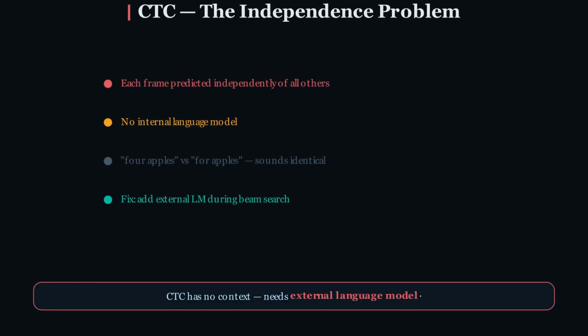CTC's critical weakness. Each frame is predicted independently. There is no internal language model. "4 apples" and "for apples" sound identical. CTC cannot distinguish them. An external language model must be added during beam search to fix this.